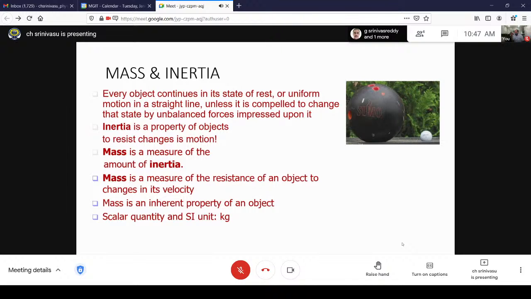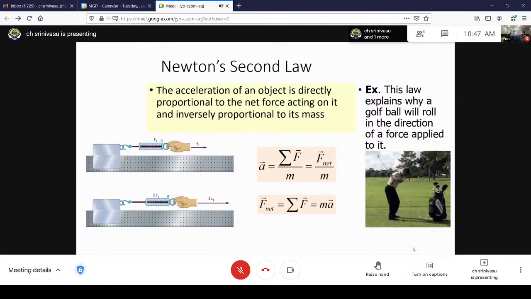Newton's second law is a very popular and significant natural law. It is the most significant concept in the natural sciences. The acceleration of an object is directly proportional to the net force acting on the object, and inversely proportional to its mass. Once again, let me repeat.